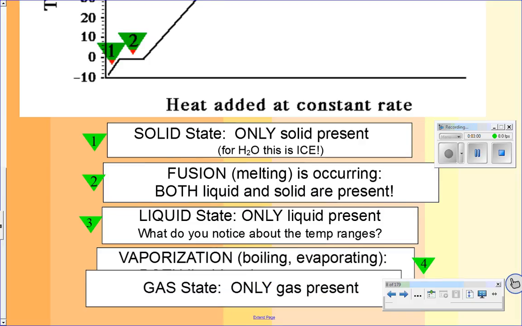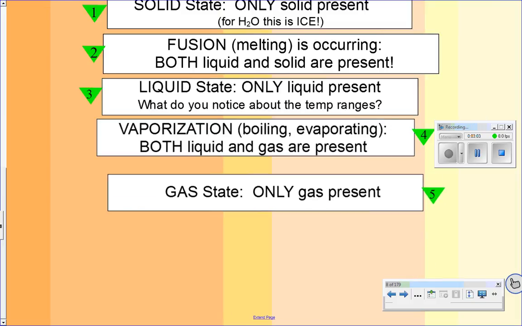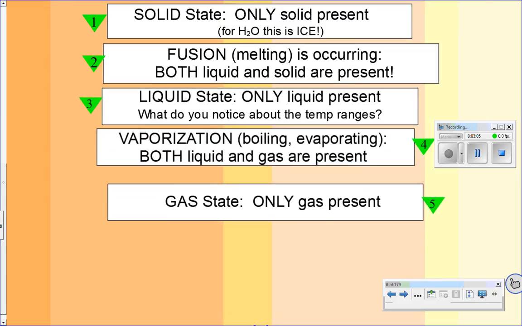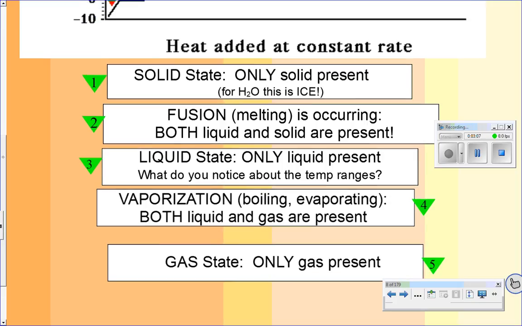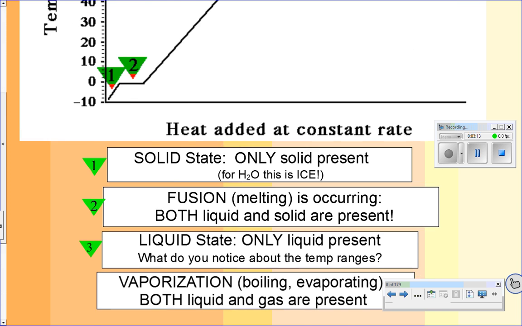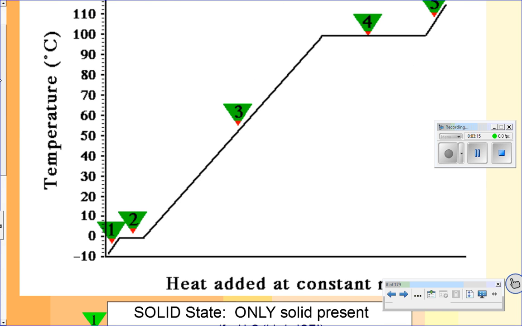What's interesting about a heating or cooling curve is it shows the progression through the temperatures as we are adding heat. In this case, it is the heating curve, or adding heat. And you can see where phase changes occur by these flat areas in the graph. So these areas in the graph that are flat are actually showing where you have a phase change occurring.